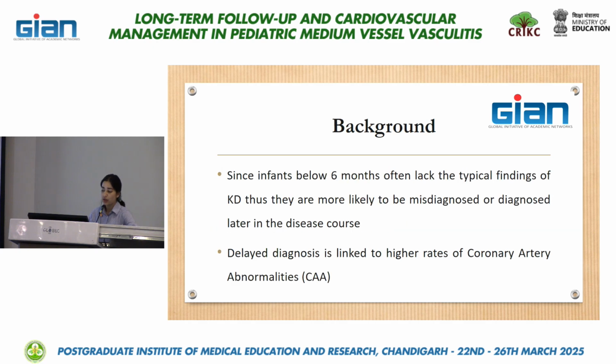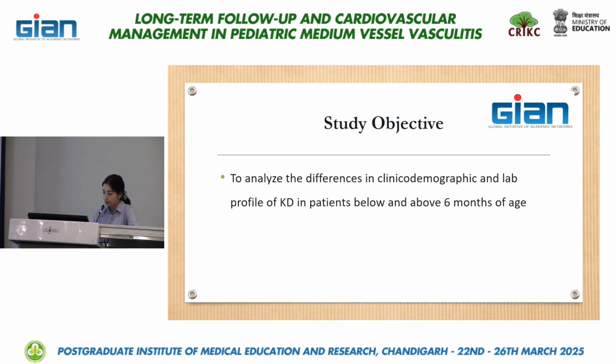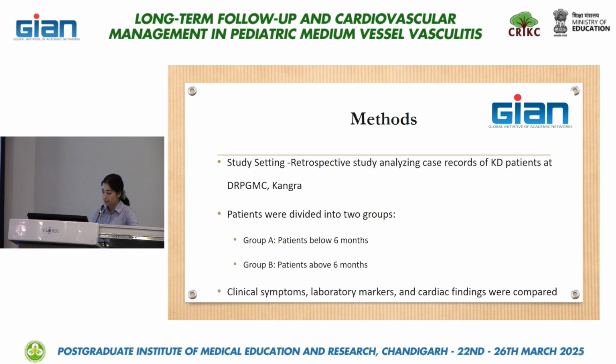Since infants below 6 months often lack the typical findings of KD, they are more likely to be misdiagnosed or diagnosed later in the disease course. Delayed diagnosis is linked to a higher rate of coronary artery abnormalities. Study objective: this study analyzed the differences in the clinico-demographic and lab profile of Kawasaki disease in patients below and above 6 months of age.